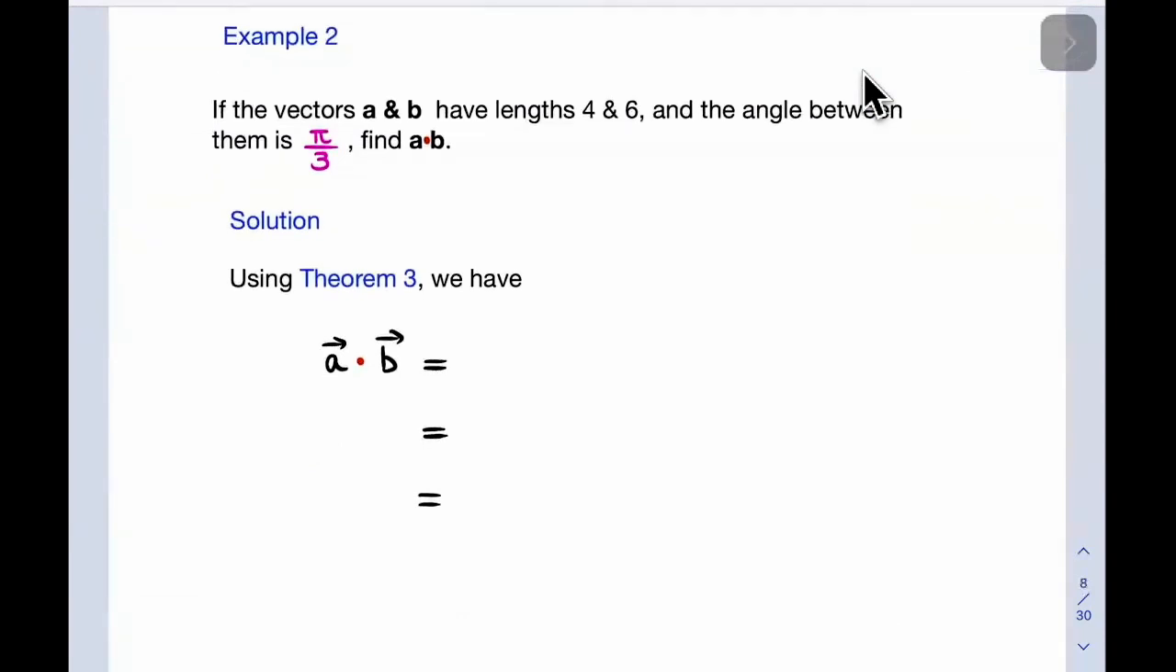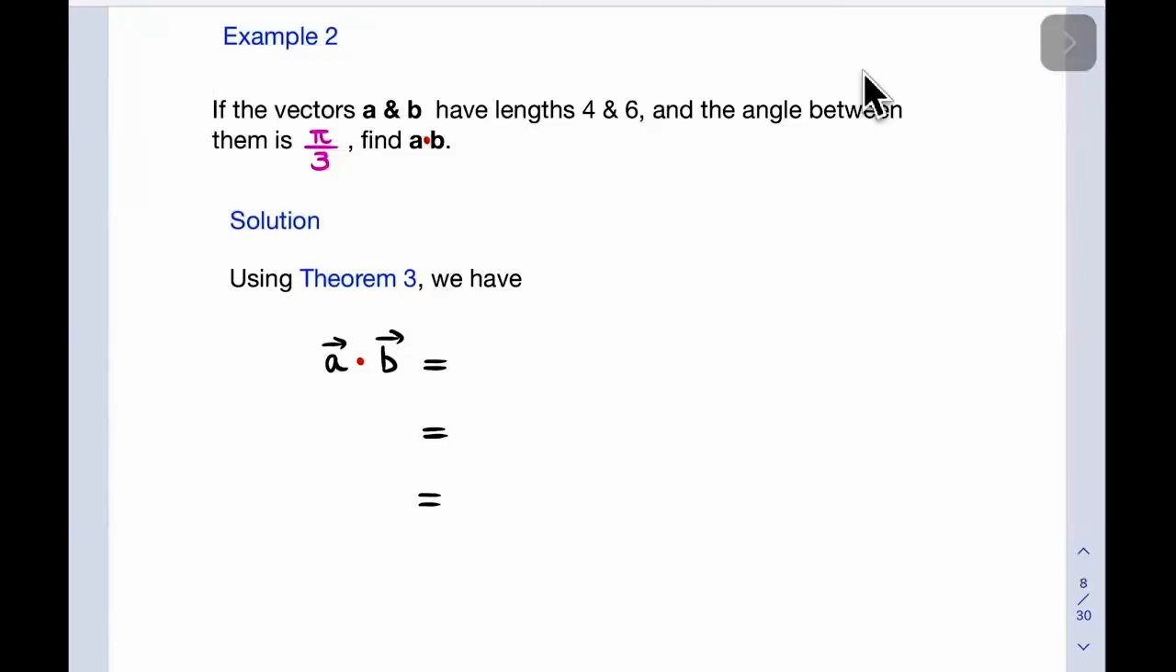Can I ask someone to read this? Okay, Matthew, go. If the vectors A and B have lengths 4 and 6, the angle between them is pi over 3. What is A dot B? That's the dot product. By this theorem here, we have A dot B equal to what?